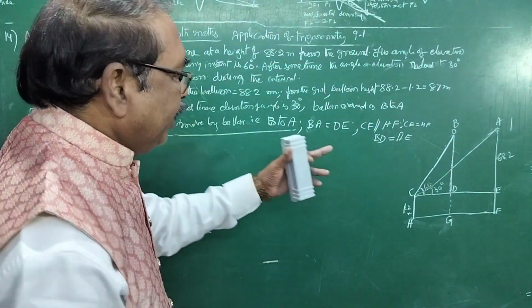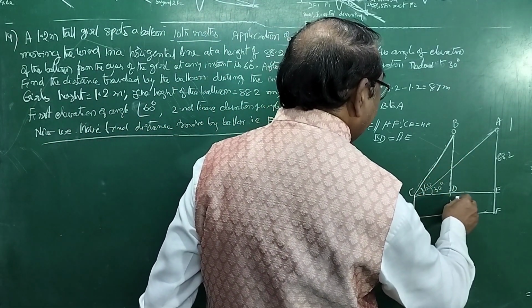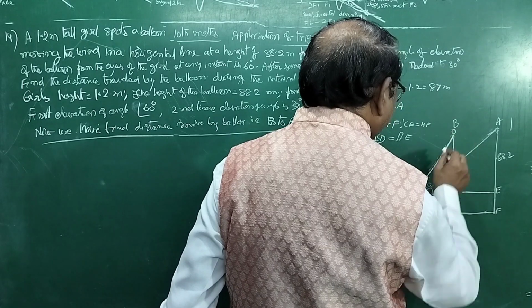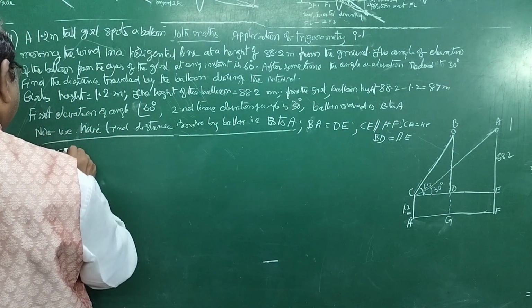Now let us see. First, this total is the angle in triangle BCD.